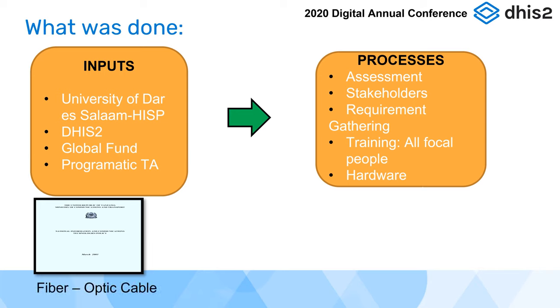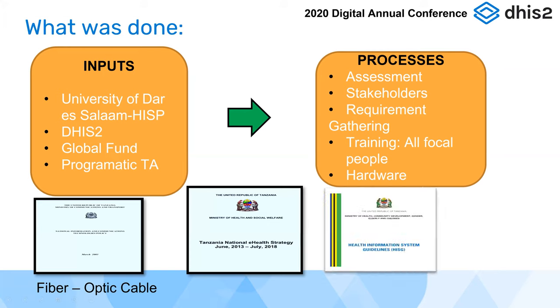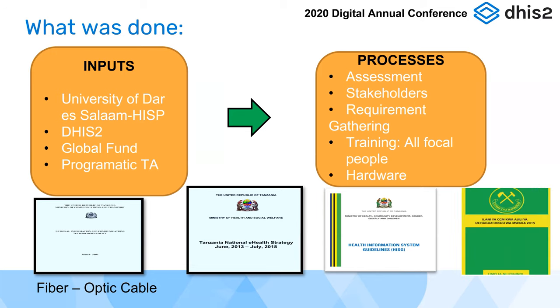Because of this, the country has a fiber optic network, which is supporting so many areas to have internet access. We also have our e-health strategy, which guided us. And later in 2018, the ministry developed the health information system guideline. The country's ruling party manifesto also has a target for electronization of patient information. So having all these strategies and guidelines really supported us.